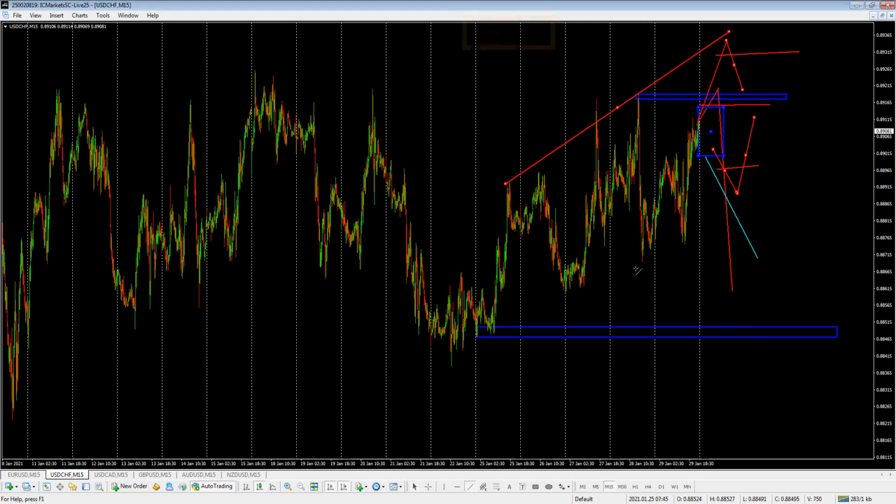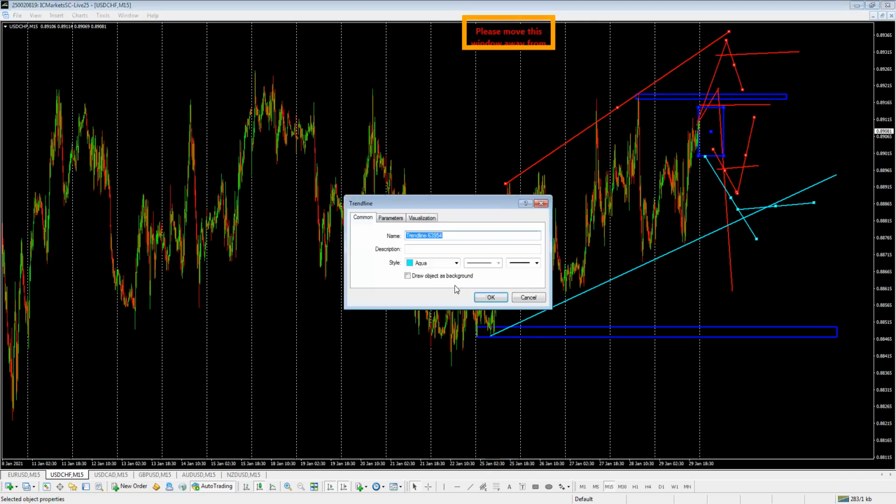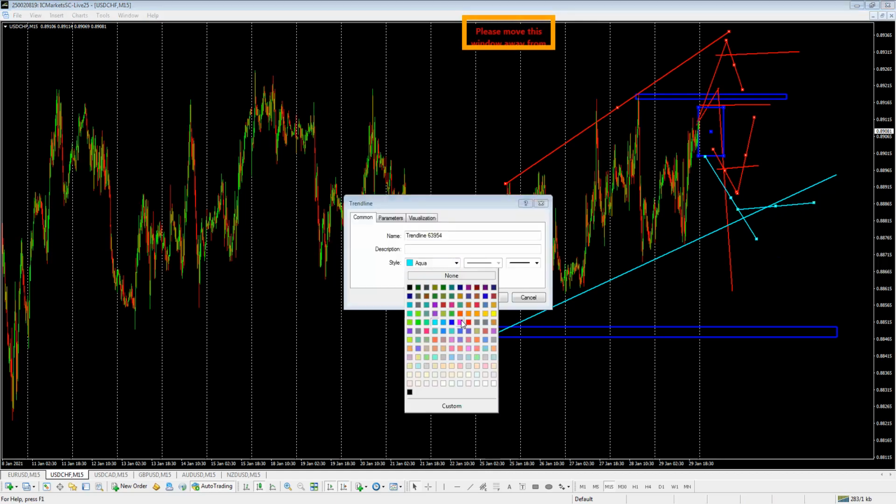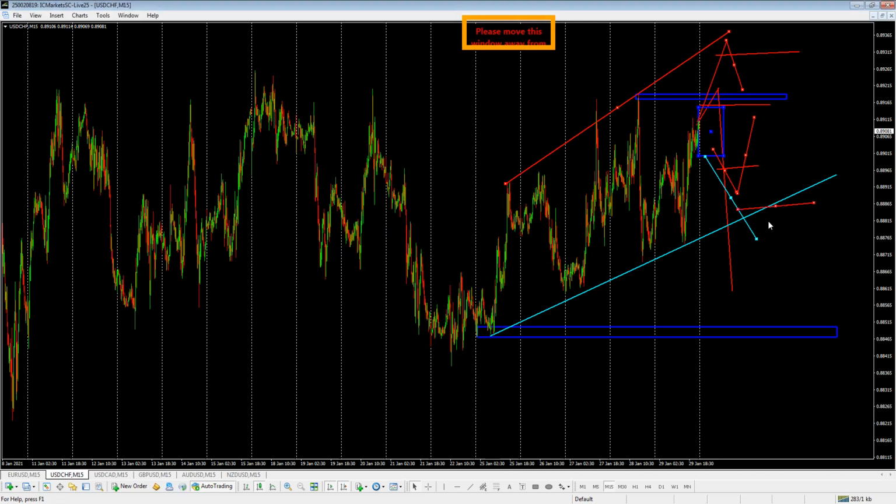Go back 5 days, it will connect that for you. Then once this breakout happens here, the robot will wait right there for that entry. So it will wait there. When the market comes back in, then you get involved in that move.